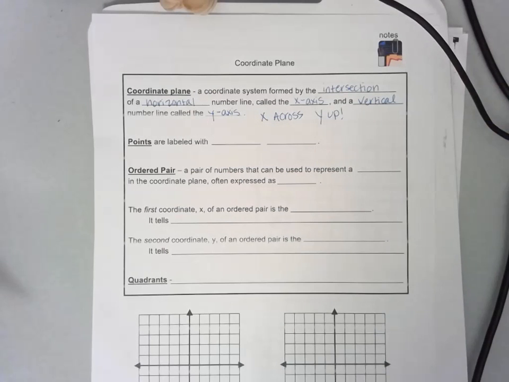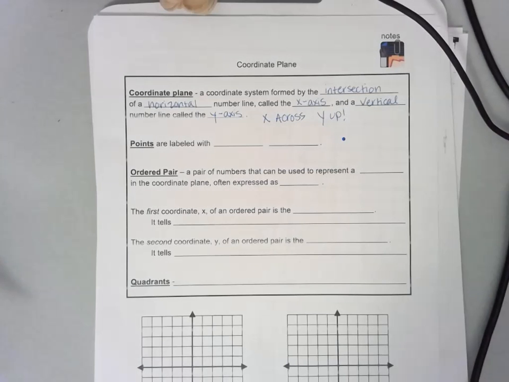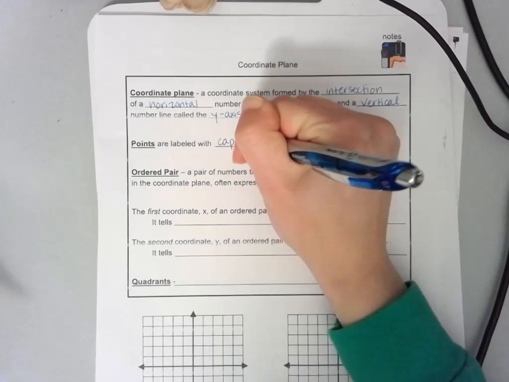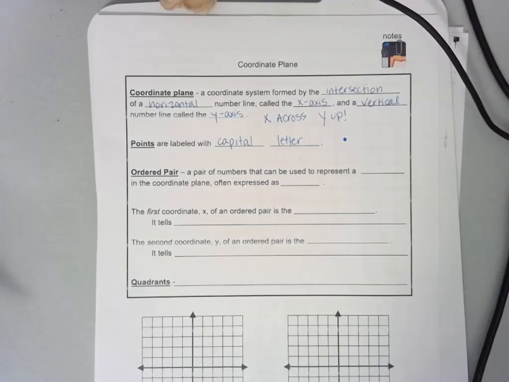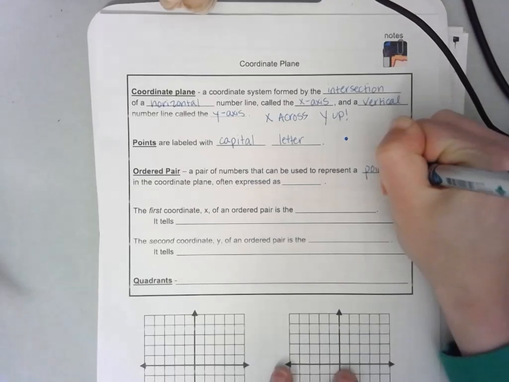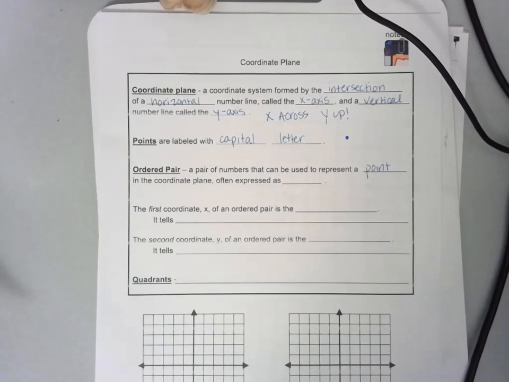And then we have points. So we all know what a point is, right? It's a point. But a point is labeled with a capital letter. So when we graph these points on our coordinate plane, you will need to label them with capital letters. And you'll see what I mean when we get there. And then we have an ordered pair. An ordered pair is a pair of numbers that can be used to represent a point. So see, this is all going to come together when we start graphing points on a coordinate plane.